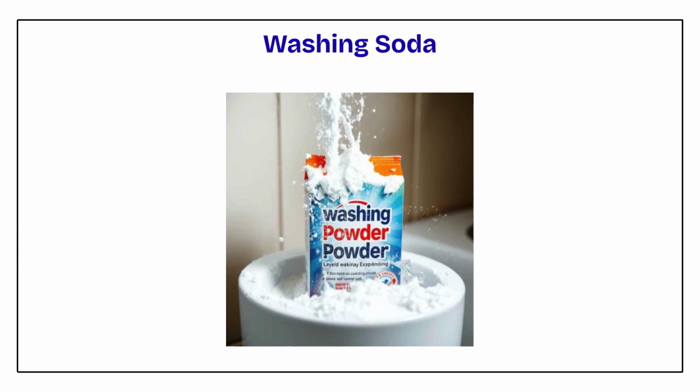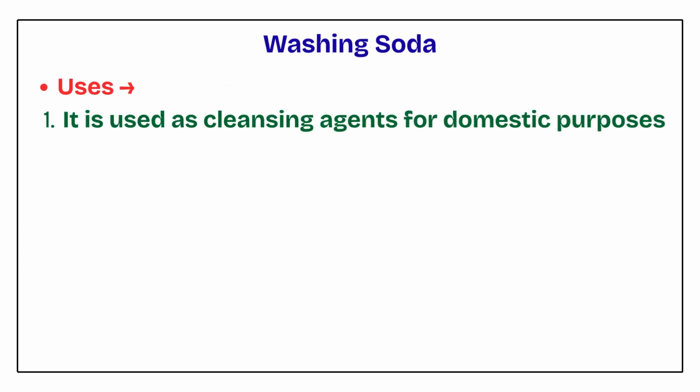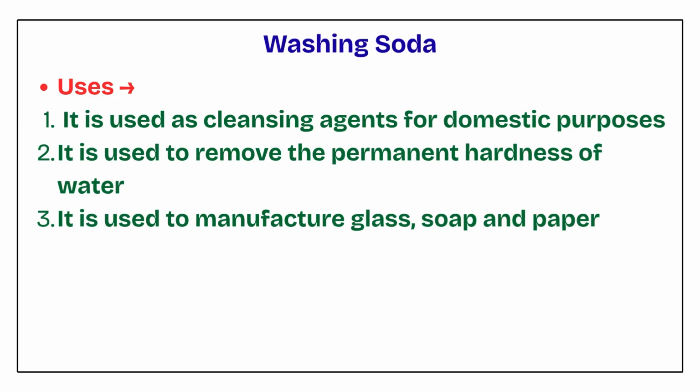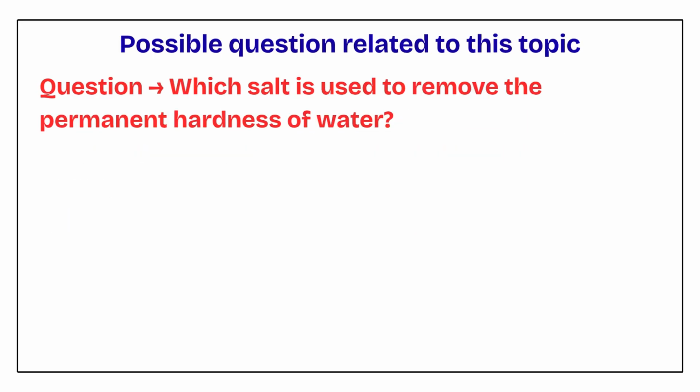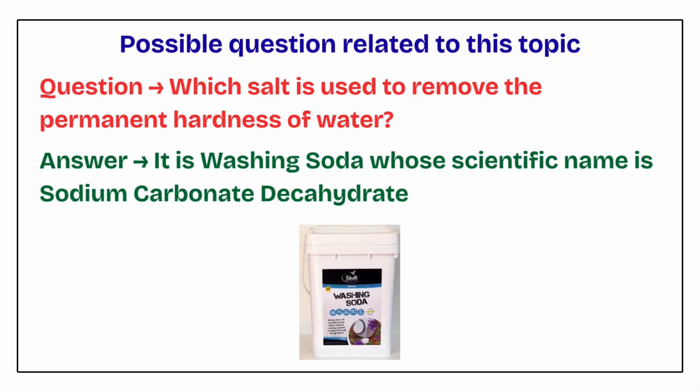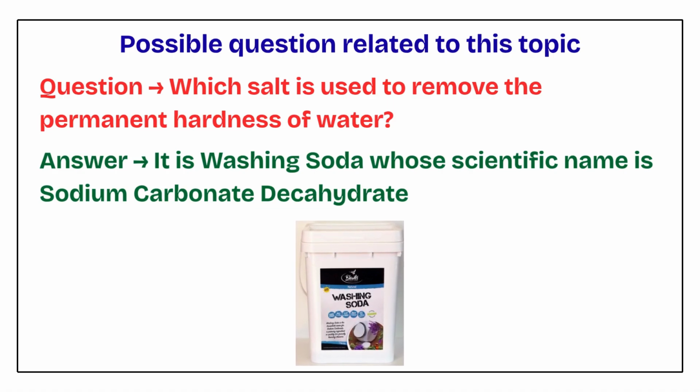The important uses of this washing soda is that it is used as a cleansing agent for domestic purposes. It is used to remove the permanent hardness of the water, and it is used to manufacture glass, soap and paper. They often give you this use, that which salt is used to remove the permanent hardness of water, and then you have to identify that it is washing soda whose scientific name is sodium carbonate decahydrate.